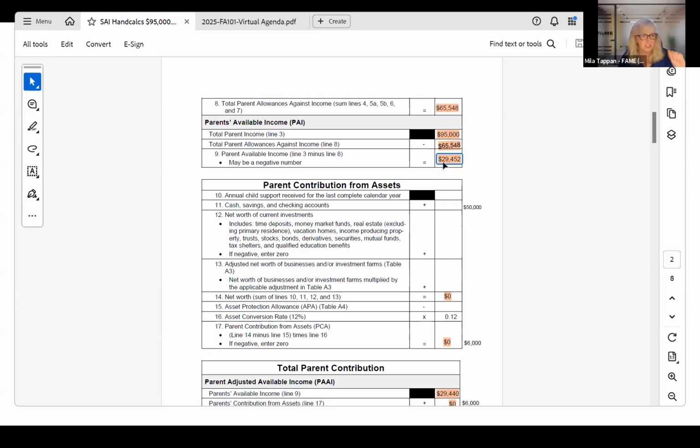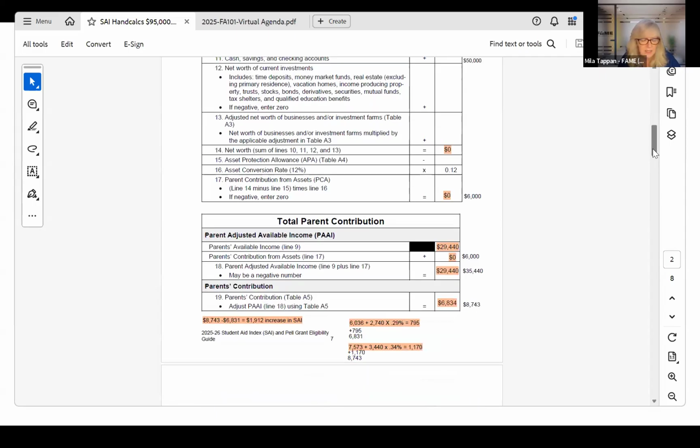This is a transitory calculation number for our calculation. Then what we would do is calculate assets. We're not going to do that right now because Michelle's going to touch on that in a moment. But in this scenario, let's first assume that the family has no assets at all.